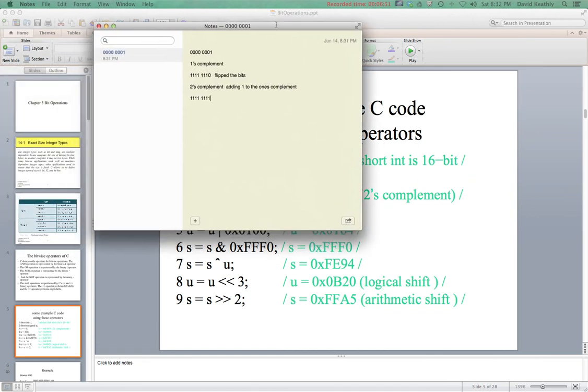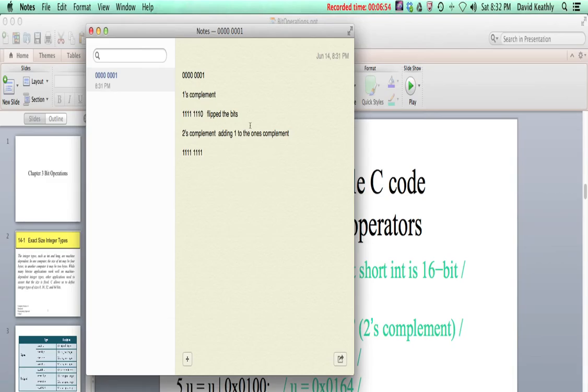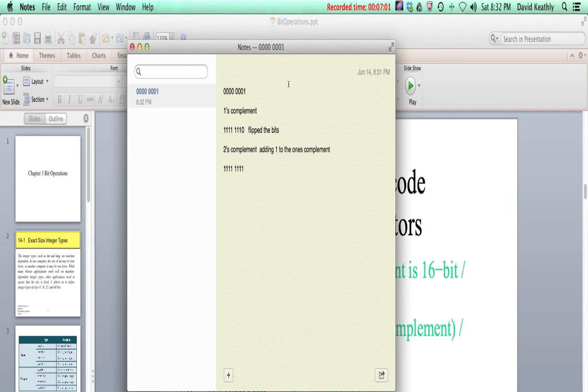So if we look at the value here, we started out with 0x0064. So that'd be 0000, 0000, and then 6 would be 0110, and then 4 would be 0100. So that's what it looks like in binary. The 2 zeros are obvious. This is the value for 6, and this is the value for 4.